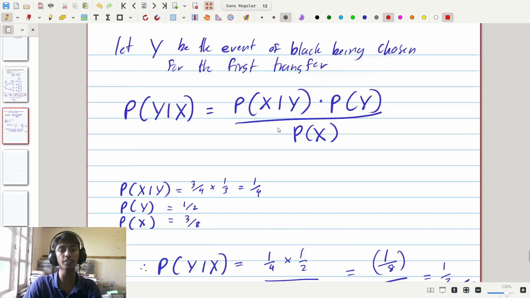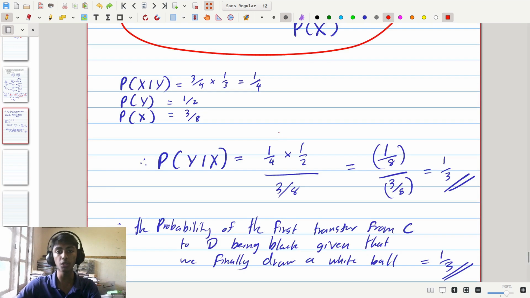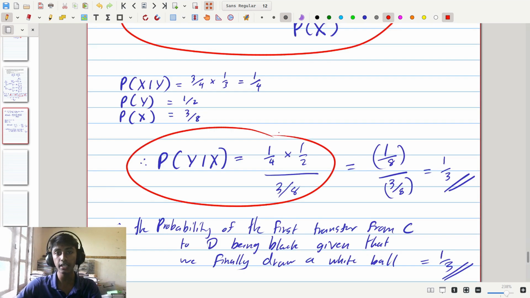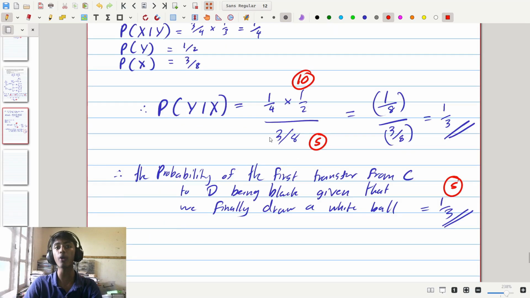Now after that, in the second part, when you write down this formula here, for substituting correctly, the numerator of this substitution gets you 10 marks and the denominator gets you 5 marks, and getting the final answer of 1/3 here and writing it out gets you another 5 marks. And that is going to be all for this question.